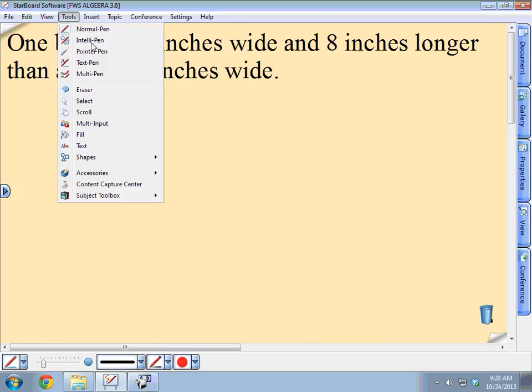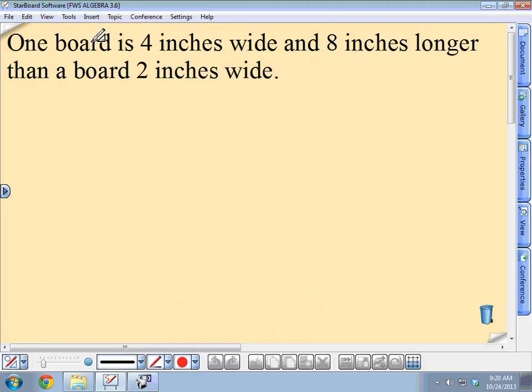All right, so we're going to go to page number... We're on page 121. So your homework is on page 123, 124. And so we're going to do some problems here. The first one says one board is 4 inches wide and 8 inches longer than a board 2 inches wide. Okay? And so the idea of this section is we're going to make some charts.